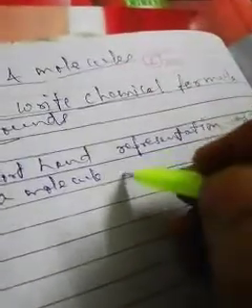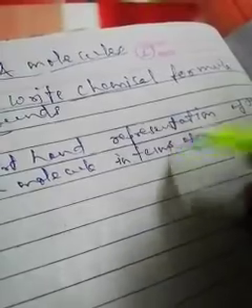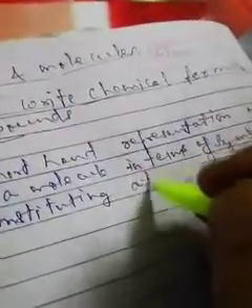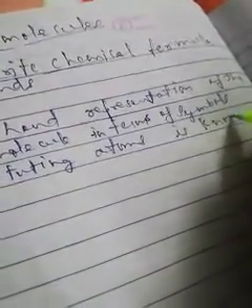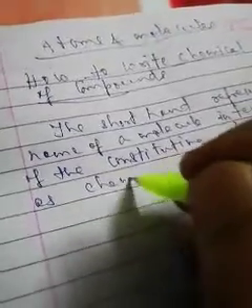Actually, what is chemical formula? We can define chemical formula as the shorthand representation of the name of a molecule in terms of symbols of the constituting atoms, is known as chemical formula of the compound.